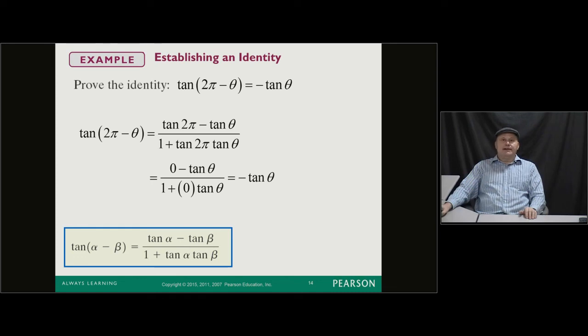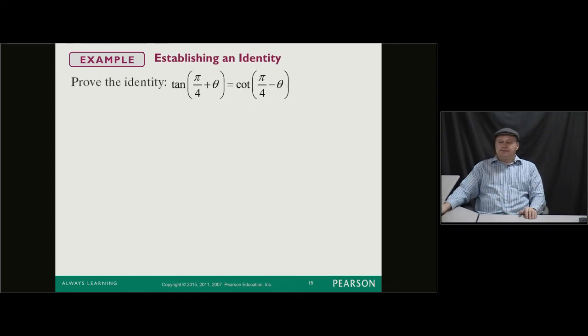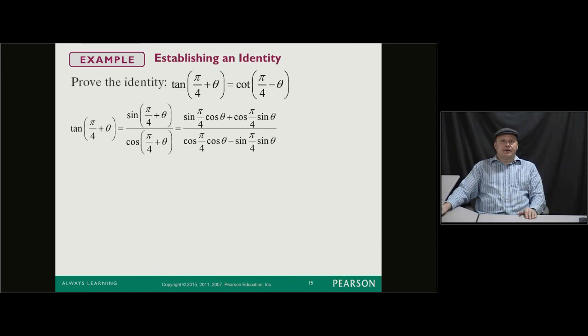All right, let's look at another example. Prove that the tangent of pi over 4 plus theta is the same thing as the cotangent of pi over 4 minus theta. Okay, a little trickier. So what we're going to do is evaluate the tangent of pi over 4 plus theta. And that's going to be the sine over cosine. Now they chose to do the sine over cosine. So that's the sine of pi over 4 plus theta.